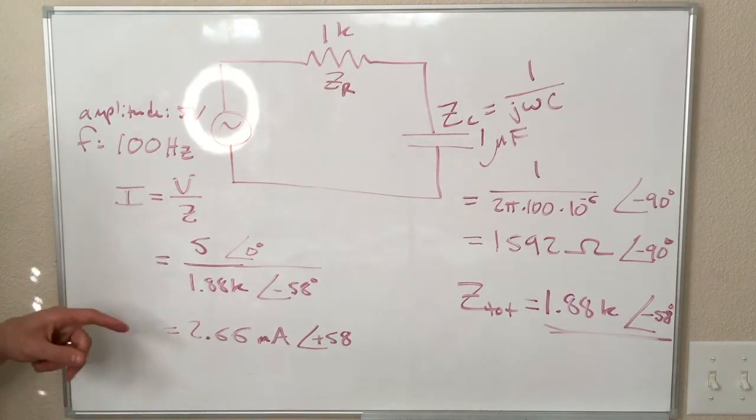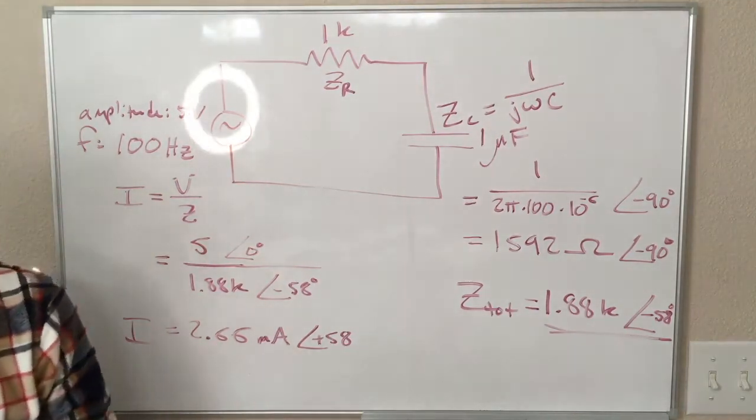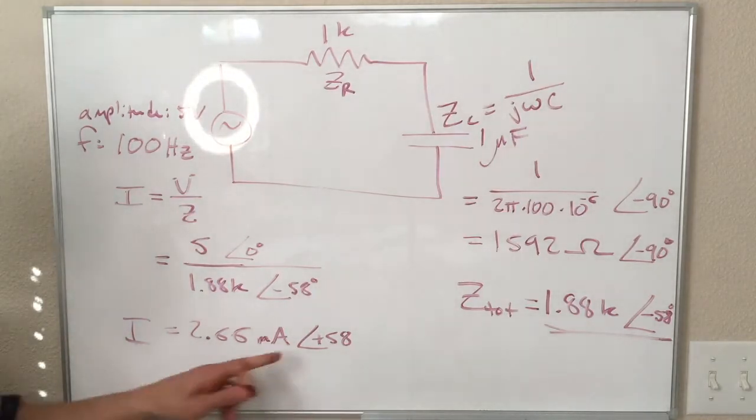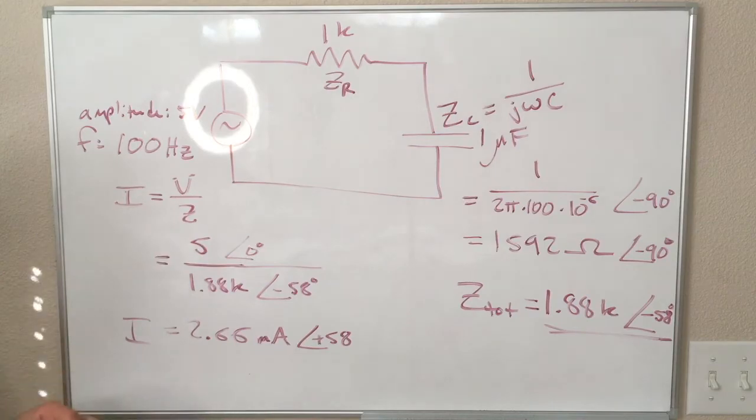So we found a magnitude of current that we get oscillating in this. So our magnitude of current is 2.66 milliamps. The plus 58 here is the angle of the current relative to this 0 degree angle of the voltage.